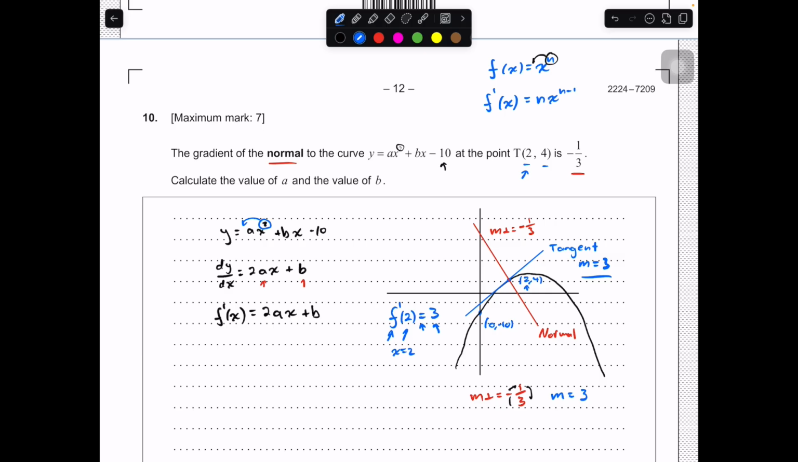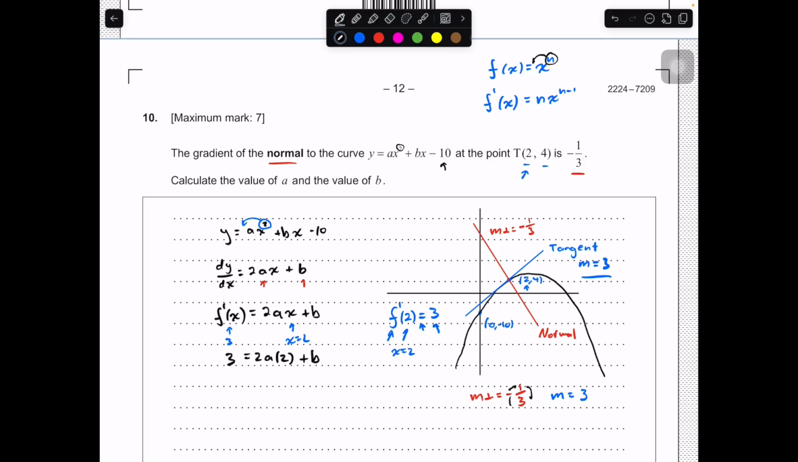Okay, so let's go ahead and use that. We know that when x is equal to 2, the derivative f'(x) is equal to 3. So we've got a function here. We know an input, we know an output. Let's put that into our equation and see what we can do. So we know that f'(x), the derivative, is equal to 3 when x is equal to 2.